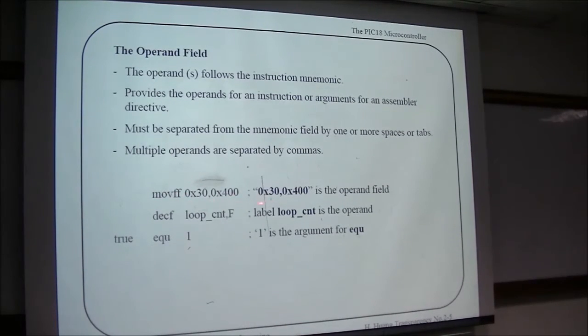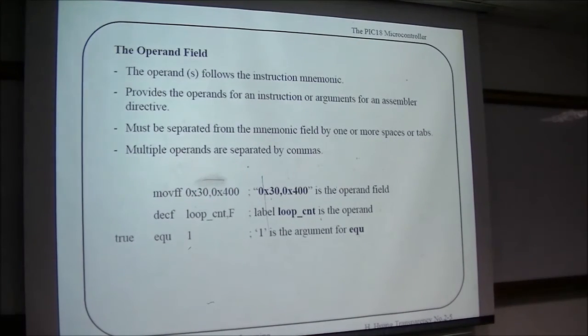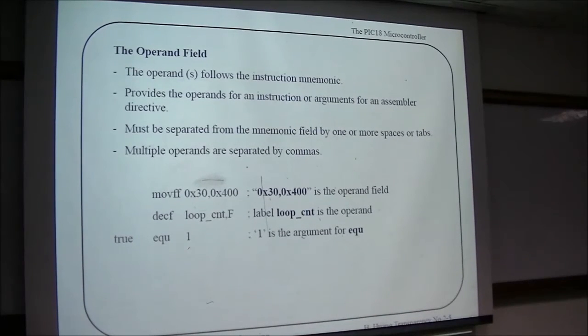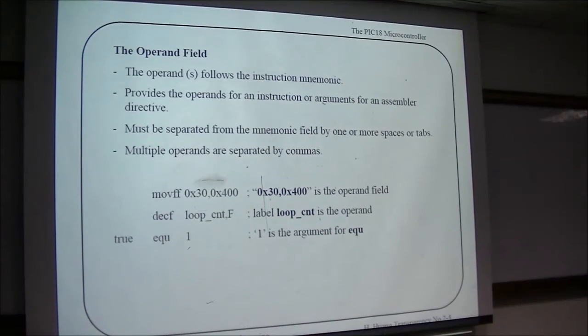So if you have more than one operand, you should separate them by commas. Now in the instruction set also, we have seen before, for example, add WF, you have F, D and A. Those are 3 operands, right? So those 3 operands are separated by commas.